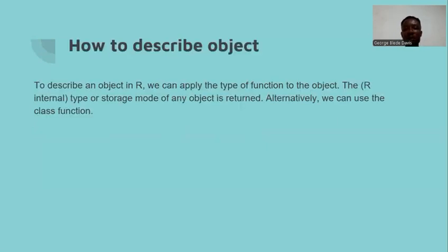How do you describe an object? To describe an object, R has built-in functions we use, and one of those functions is the class function. We use the class function to access an object's attribute. Once you apply the class function to an object, it will tell you the property of that object: if it is categorical, if it is continuous, if it is a vector, a data frame, or a function. It will tell you which object you're working with.